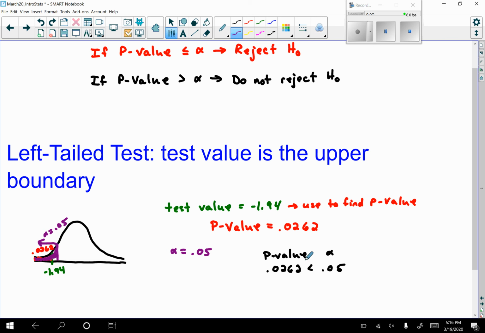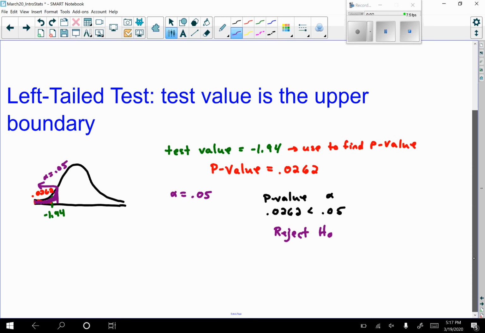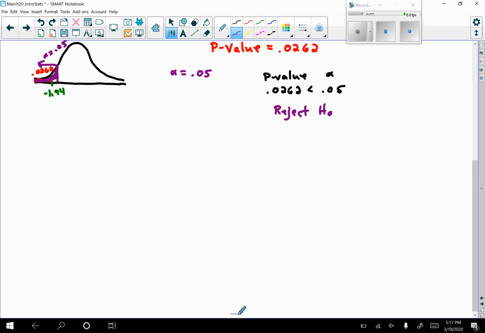So our p-value is less than alpha. So we end up rejecting the null hypothesis, meaning that was in the rejection region or the critical region. Our entire red area that we shaded here is in that purple area, and that whole purple area is the rejection region. I'm going to change the alpha level just to show you a different scenario.